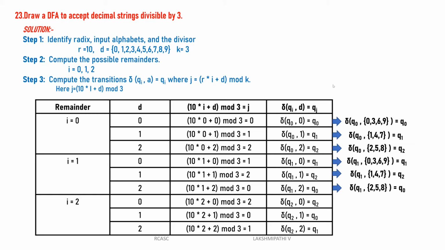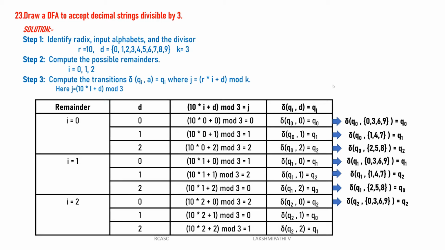Then once again d is equal to 0, 1, 2. Then once again 10 into 2 is 20, 20 plus 0, modulo 3. 20 divided by 3 means remainder is 2. Then q2 of 0 is equal to q2 only. Then transition of q2 of 0, meaning 0, 3, 6, 9, it will be q2 only.